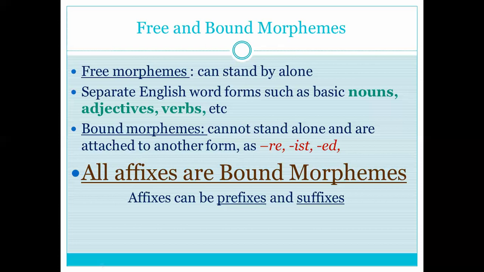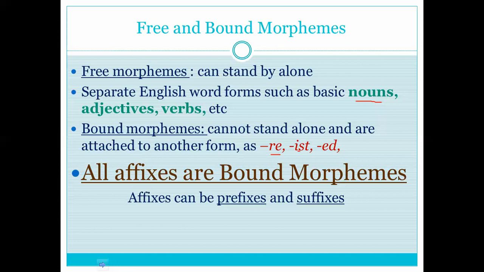So it's usually separate word forms which consist of basic nouns, adjectives, and verbs. Those are usually free morphemes. A lot of times we can think of a word, we might think of it as a free morpheme. Bound morphemes cannot stand alone. They might end with or start with re, end with ist, end with ed. All affixes are bound. Remember, prefix or suffix, all of those are called bound morphemes.